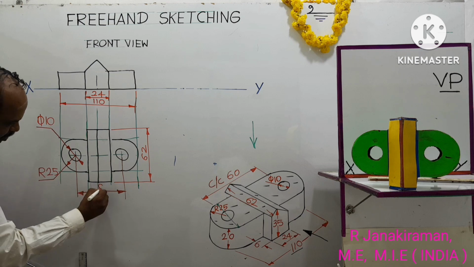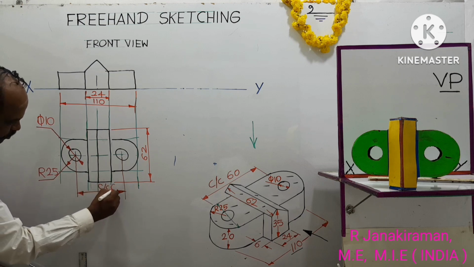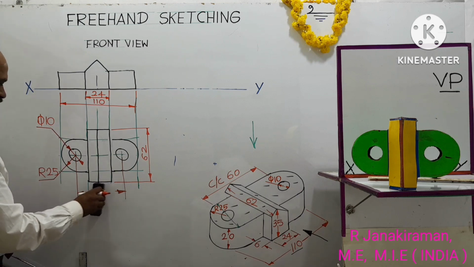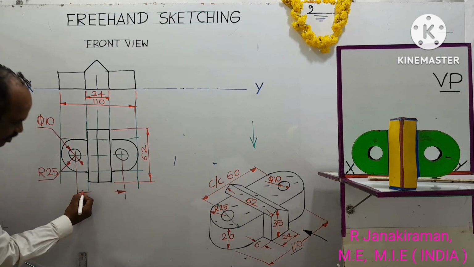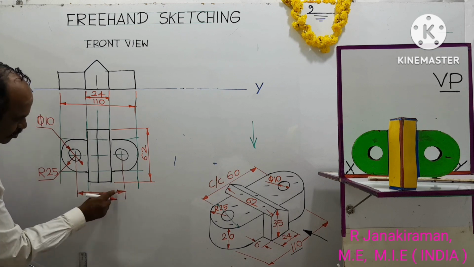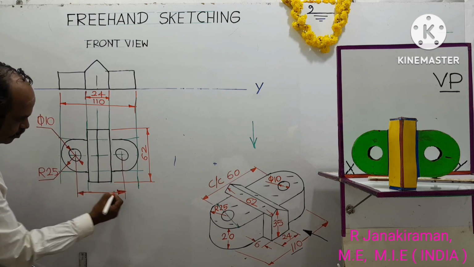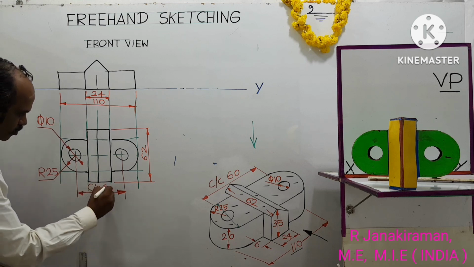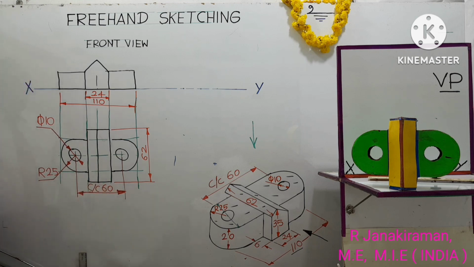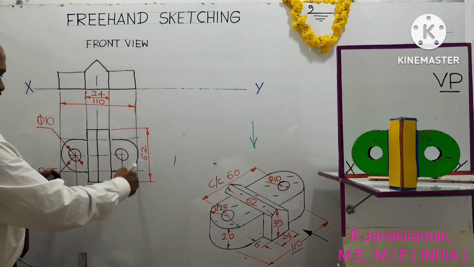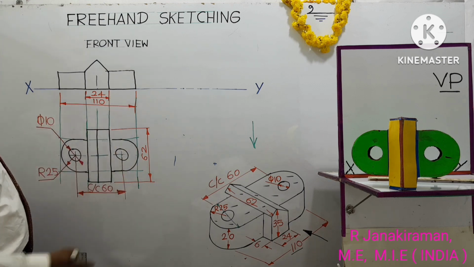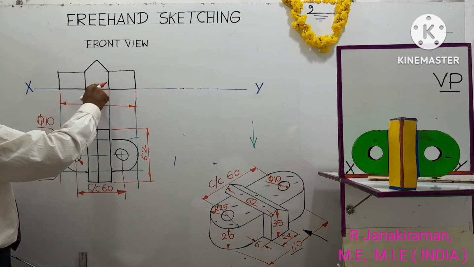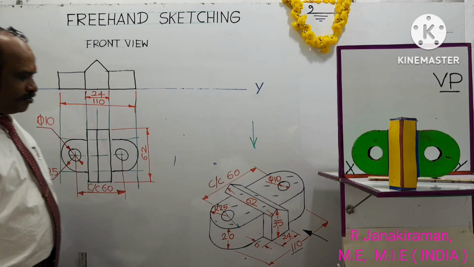That is C/C 60. So you have to write this dimension along the dimension line. You have to write it at the center. Center means the center of the dimension line. So do it at the center. C/C 60. Yes. And the top view length will be the same as the front view length. Already we dimensioned it in the front view itself. Yeah, it's completed. So now I'm going to draw the left side view.